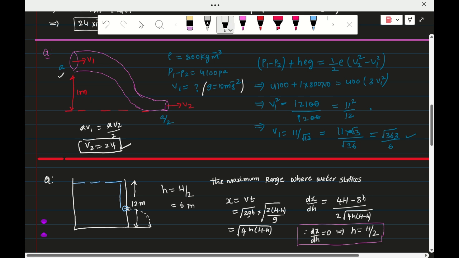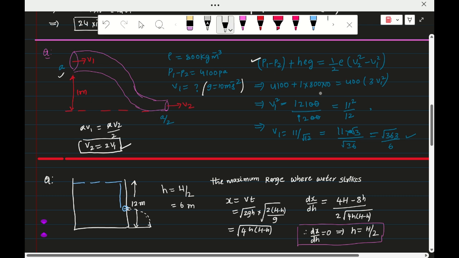Therefore, this is an application of Bernoulli's principle again. Pressure energy is given, and here h rho g is also there. Not only pressure energy, potential energy is also there. Therefore, apply Bernoulli's equation at point 1 and point 2. Finally, you will get this equation: P1 plus h rho g plus half rho V1 square is equal to P2 plus half rho V2 square. So for point 1 and point 2, you apply. Here I am directly substituting the V2 value, V2 is equal to 2V1.